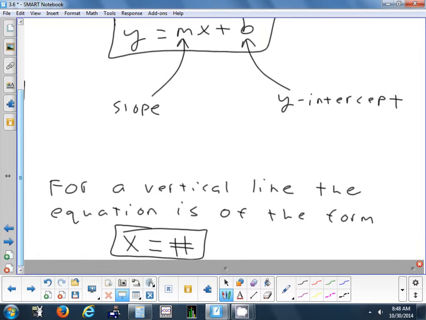For a vertical line, that's a little bit of a special case. We can't write it in y equals mx plus b form. It has to be written as x equals a number. So if you wanted to draw a vertical line at 3, the equation would be x equals 3. If you wanted a vertical line at negative 2.6, it would be x equals negative 2.6. So that's a special case.